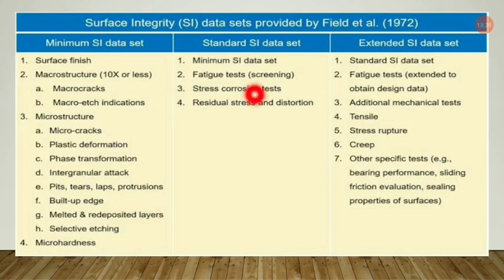Now for the standard SI data set we have the minimum SI data set, fatigue tests, that is screening, stress corrosion tests, then residual stress and distortion as well. In the extended SI data set we have the standard SI data set, then fatigue tests extended to obtain design data, additional mechanical tests also, tensile, stress rupture, and creep. Other specific tests are bearing performance, sliding friction evaluation, and sealing properties of surfaces as well.